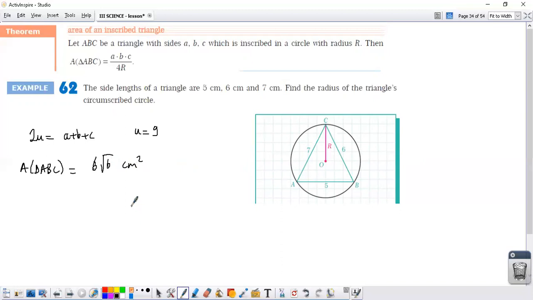And we also learned that for the inscribed triangle, the area is abc over 4R, and we are going to compare: 6 root 6 is equal to the sides a, b, c, 5, 6, and 7 over 4 times R, which is 210 over 4 times R. And at the end, for the radius, we will get 35 over 4 root 6 centimeters.